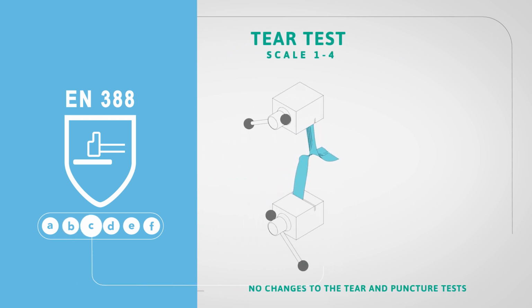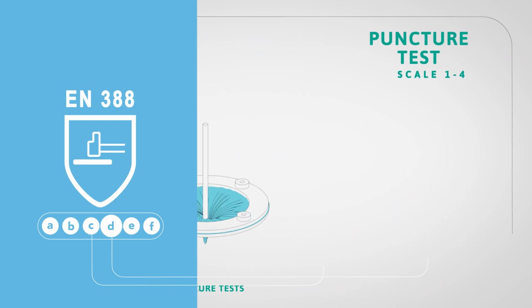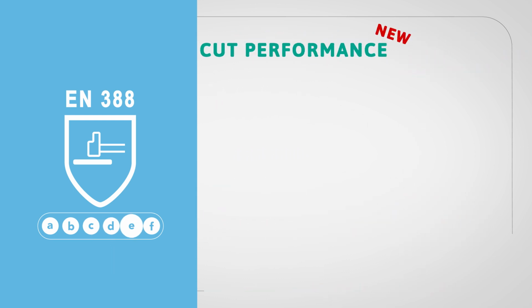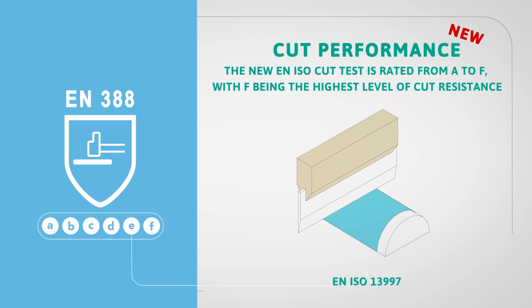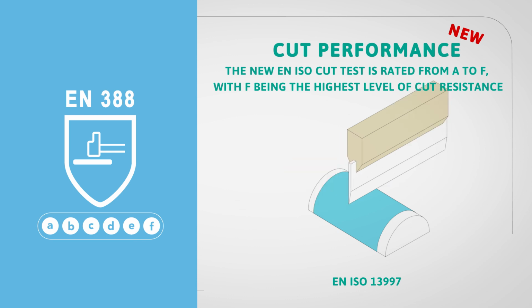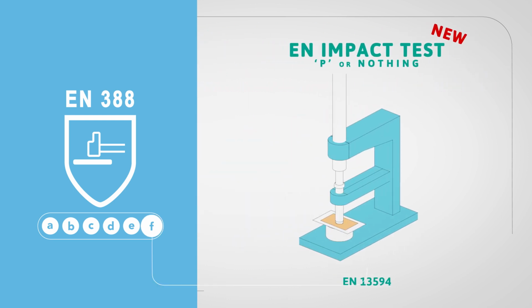Letter C indicates tear resistance, and letter D indicates puncture resistance. Letter E, the new fifth indicator, indicates the cut performance according to the EN ISO cut test method. This is mandatory and will be the reference for cut performance should a dulling effect on the COUPE test occur. The new EN ISO cut test is rated from A to F, with F being the highest level of cut resistance. The last letter, which is F, is used for impact protection.